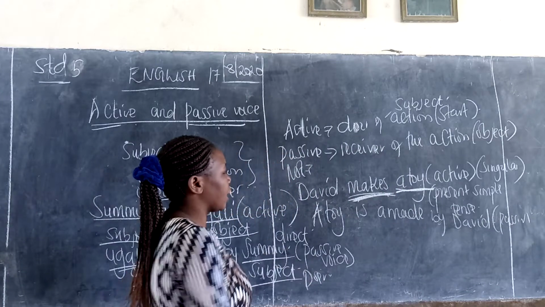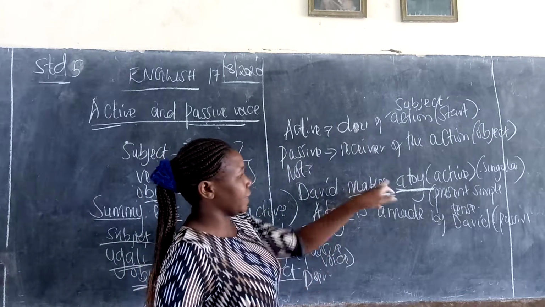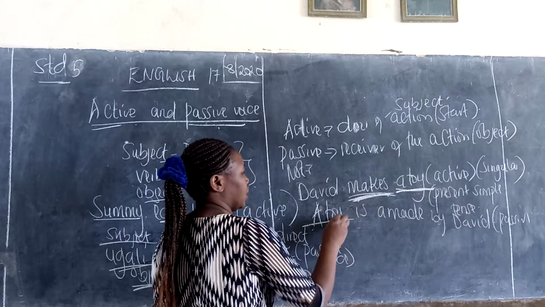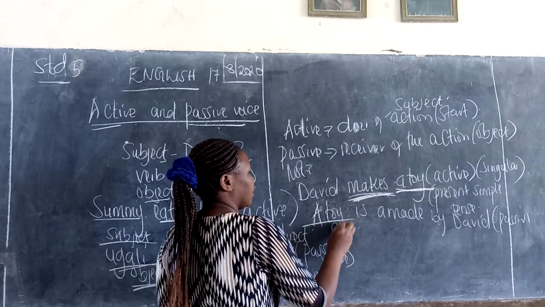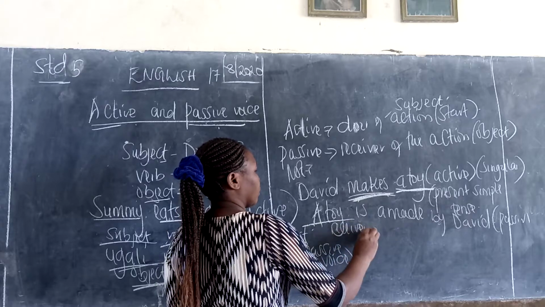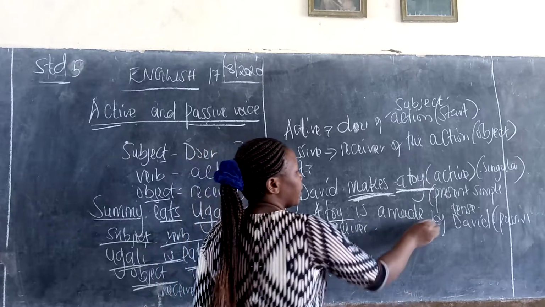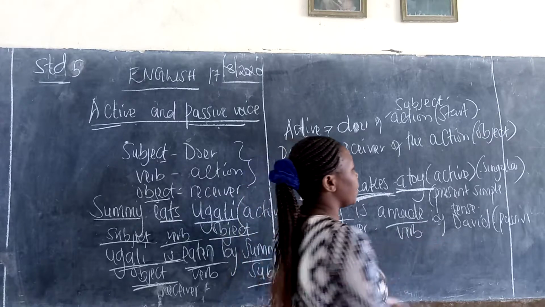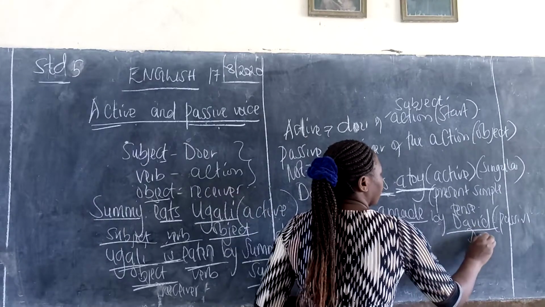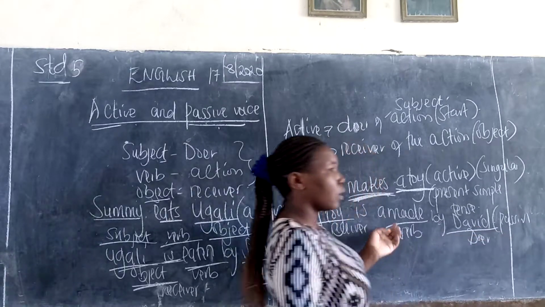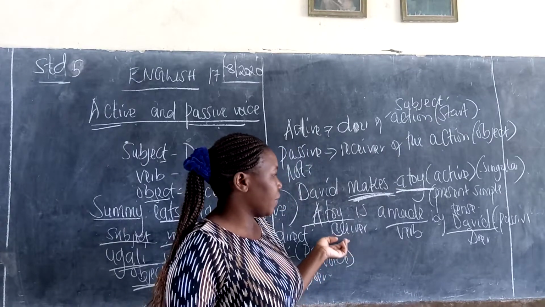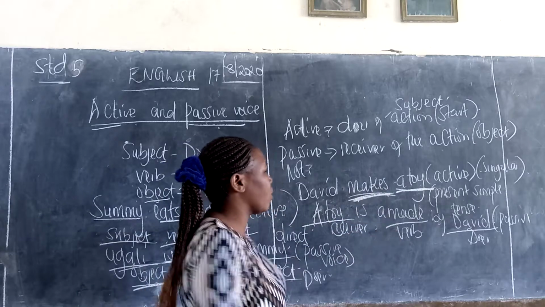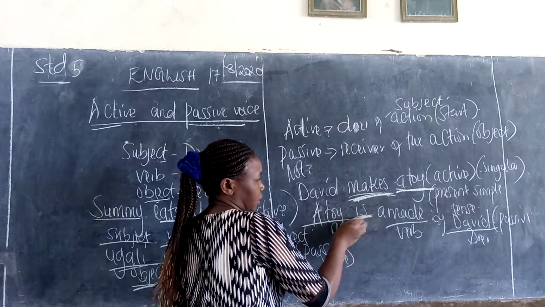Now, let's look at a toy. A toy in our sentence is the receiver. Made is a verb. Then David is the doer. And since our sentence was in singular, that is why I'm using is.